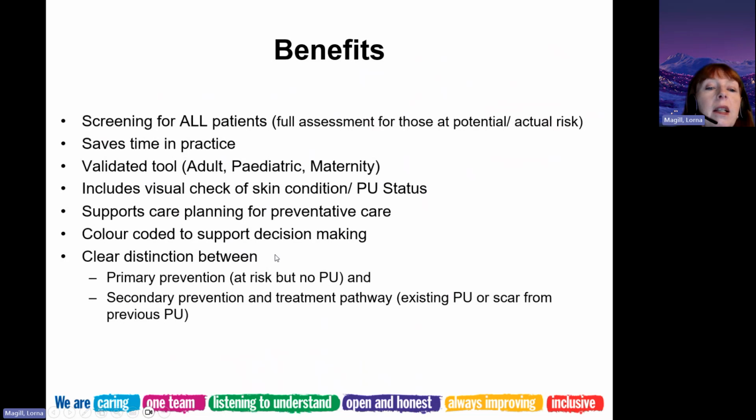It also makes a clear distinction between those who require primary prevention, so they're at risk of pressure damage but don't have any pressure areas, and the secondary prevention and treatment pathway, where the patient already has pressure damage or scarring from a previous pressure ulcer, and we also need to prevent further damage occurring.